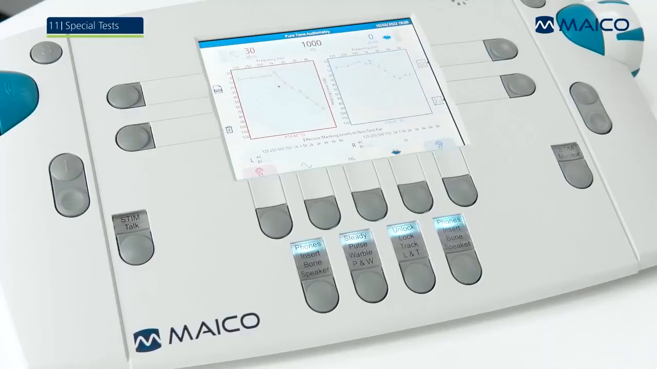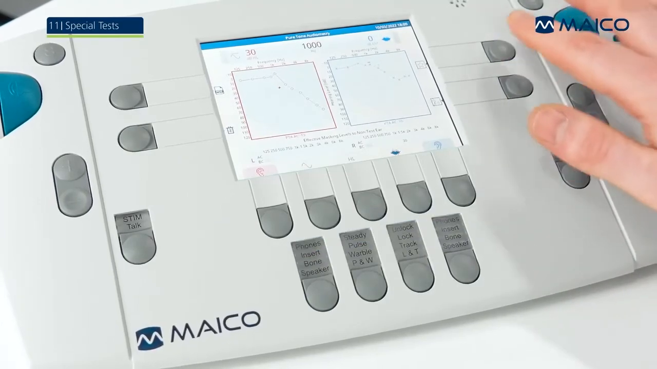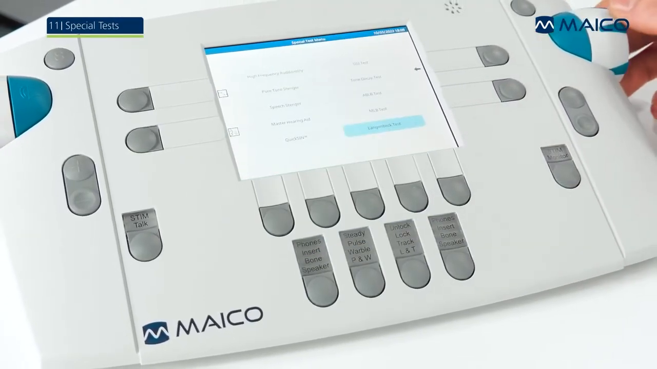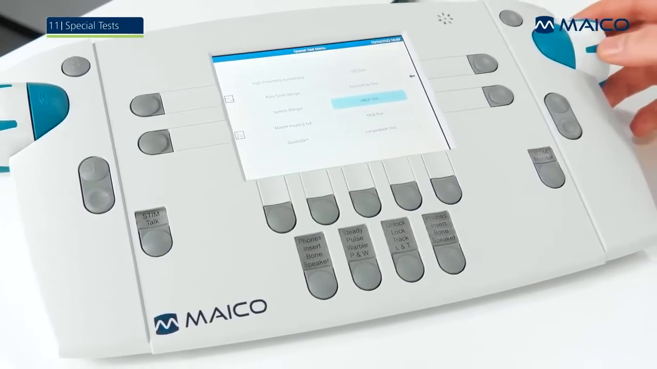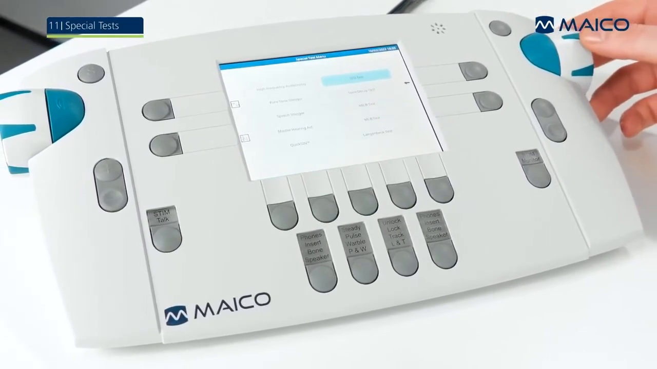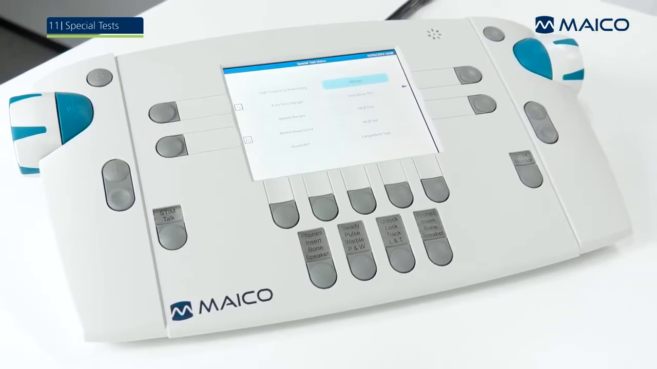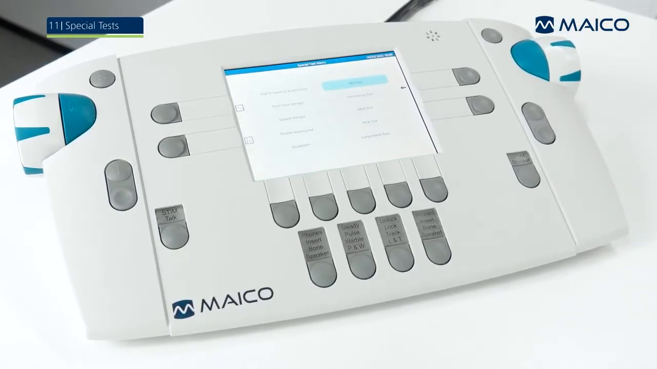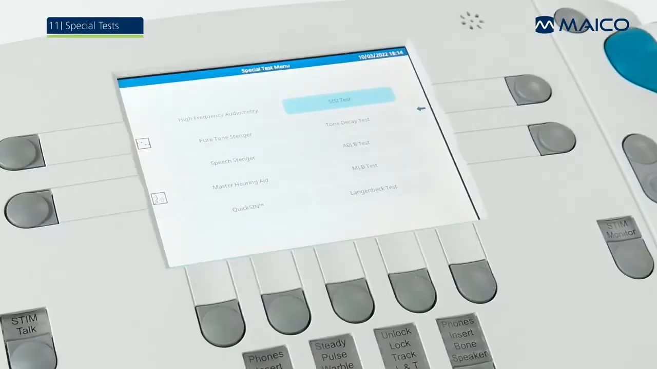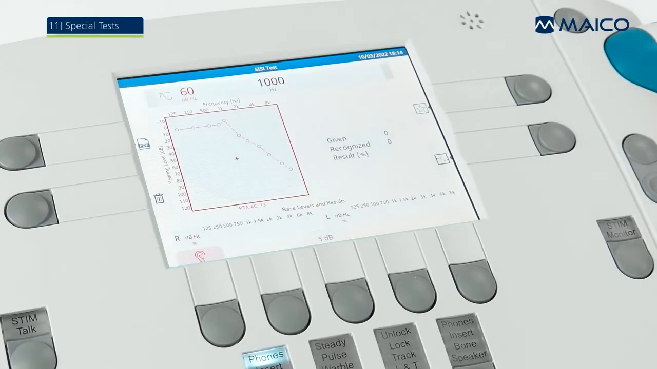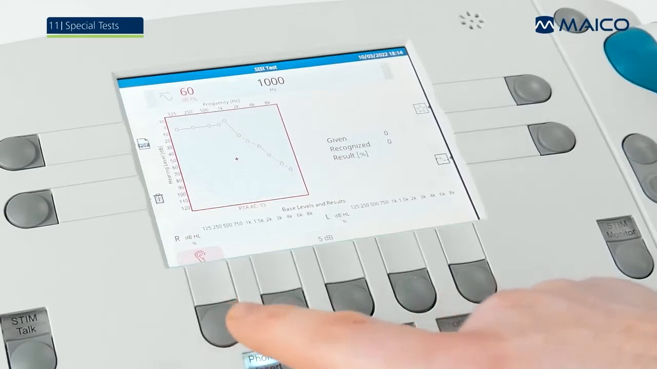As part of the special tests, the MA42 provides various over-threshold tests. These diagnostic tests include the SISI, tone decay, ABLB, MLB and Langenbeck test. The tests are used to differentiate between a cochlear and a retrocochlear hearing disorder. All measurement screens are reduced to the necessary functions and display the pure-tone audiometry measurement results of the selected ear for ease of reference.